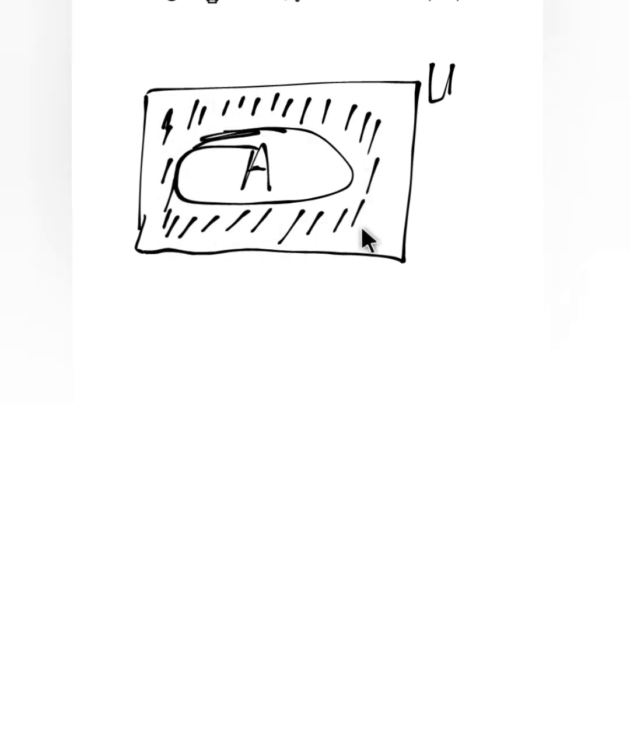then all of this space outside set A is known as A complement. Since set A plus A complement, or set A union A complement, gives us the universal set.